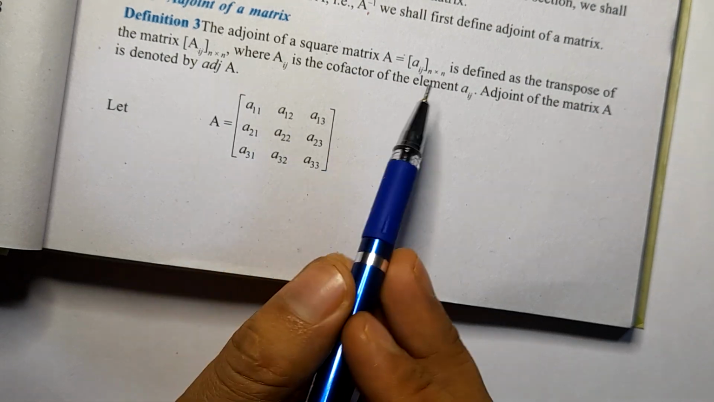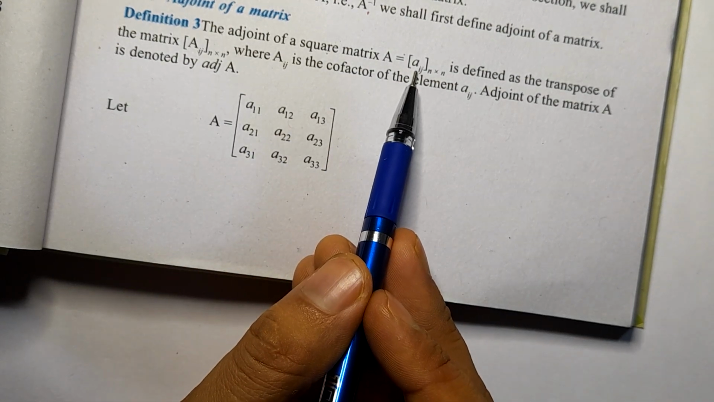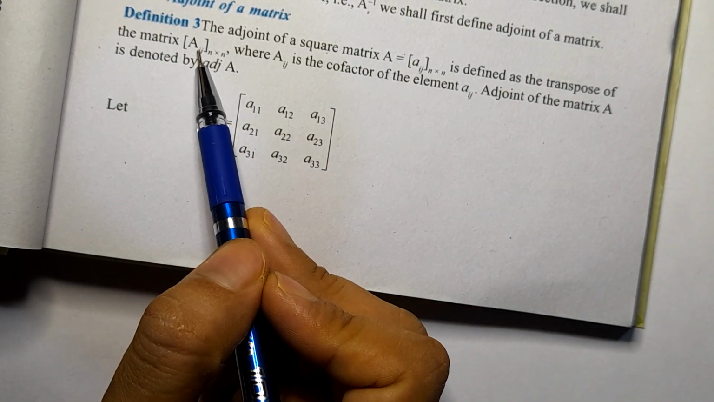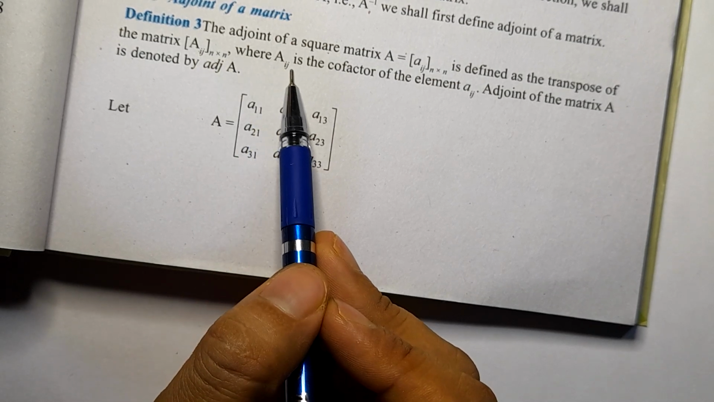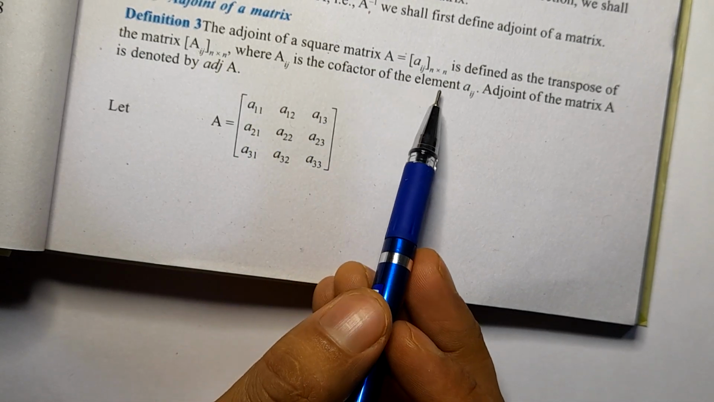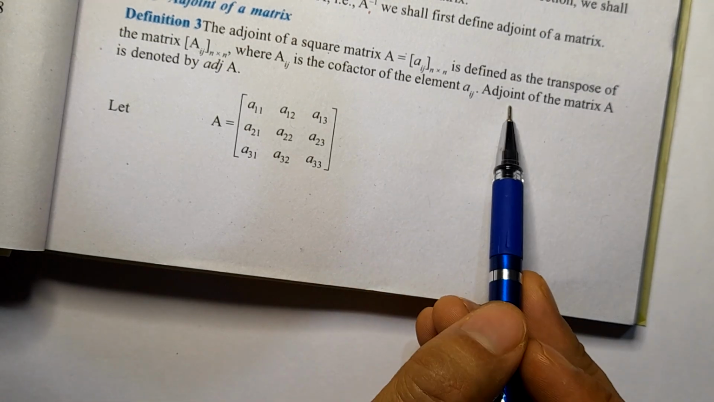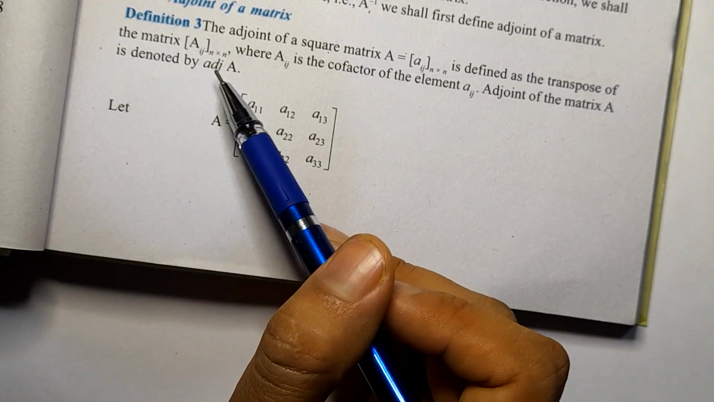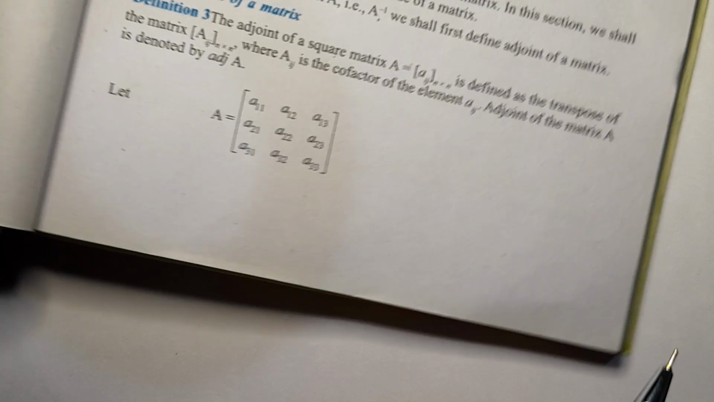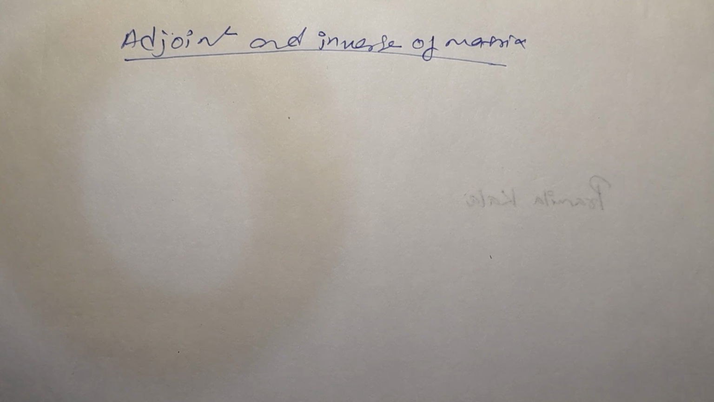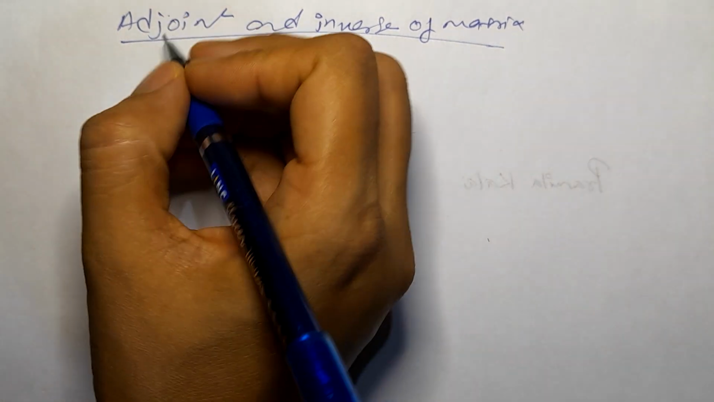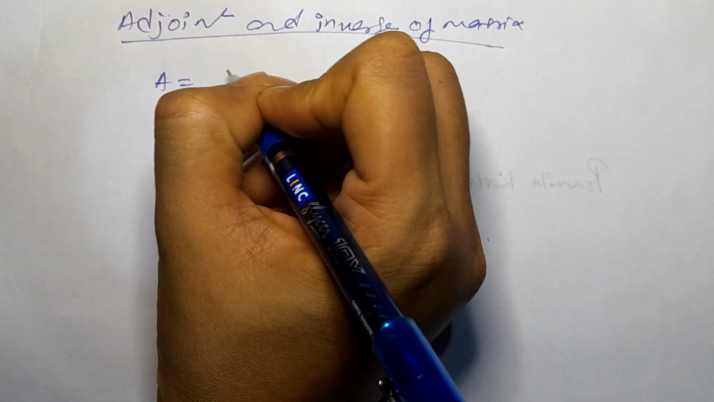This is capital A, this is the small aij, that is the element, capital Aij, that is the cofactor of a matrix n cross n, where Aij is the cofactor of the element aij. Adjoint of the matrix A is denoted by adjoint of A. So first I am going to deal with the 3 cross 3 matrix. To find the adjoint of a 3 cross 3 matrix, this is the matrix A. It is a 3 cross 3 matrix.